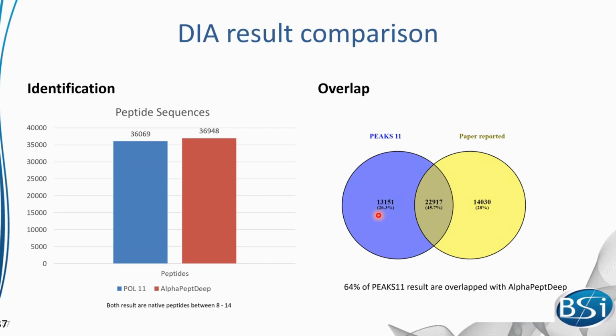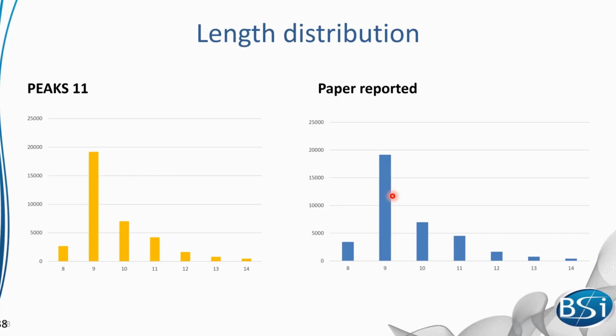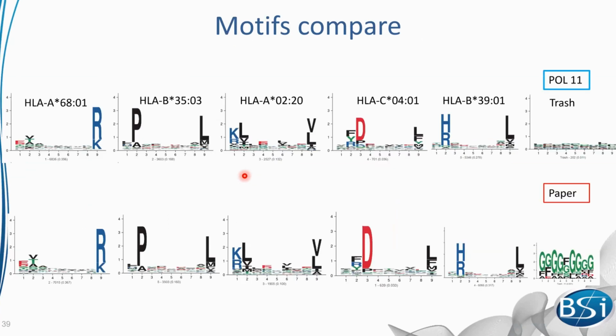For two algorithms, this is very common since each algorithm may have its own performance on different sequences, and our Pix11 and AlphaPept Deep may have some different performance for the sequence. So the result is still reasonable. Then we also compare some attributes from the length distributions. And then we also compare the motif. So we report the same motif.